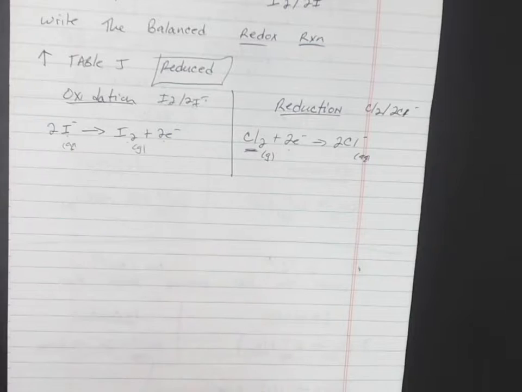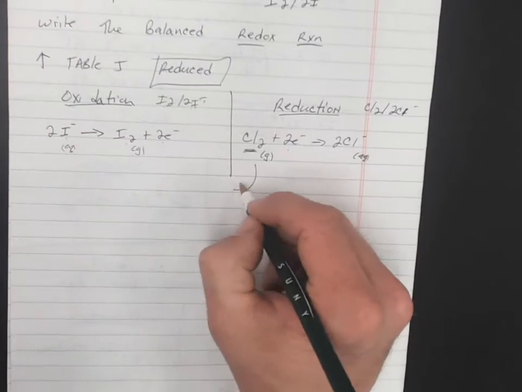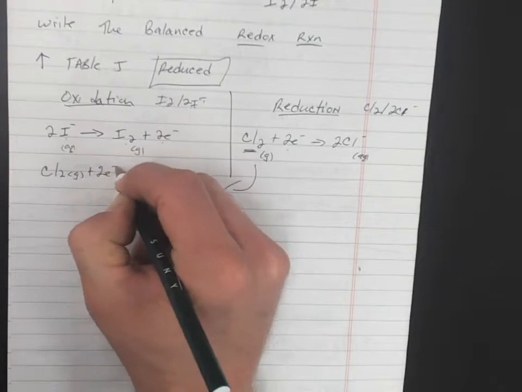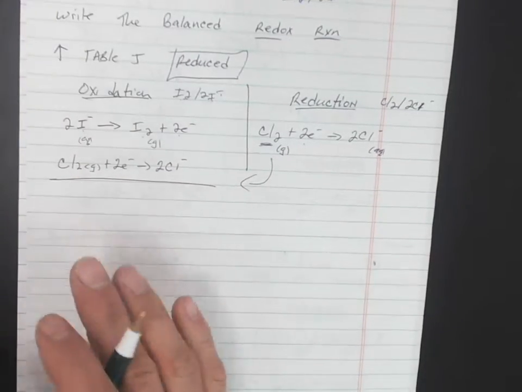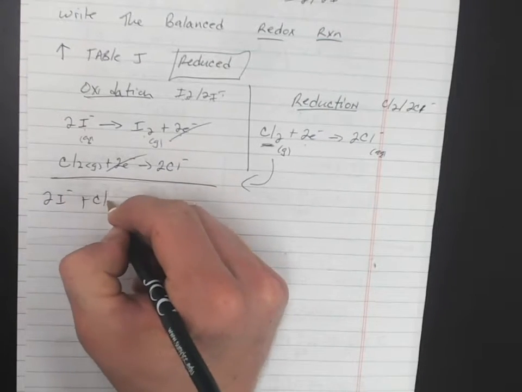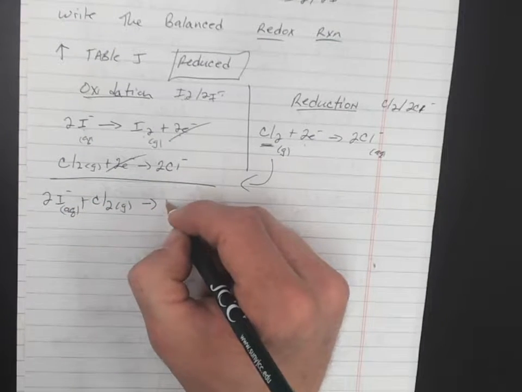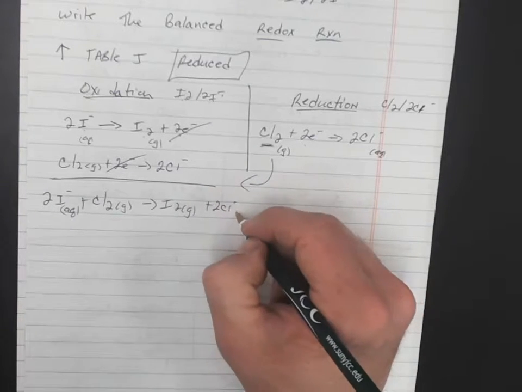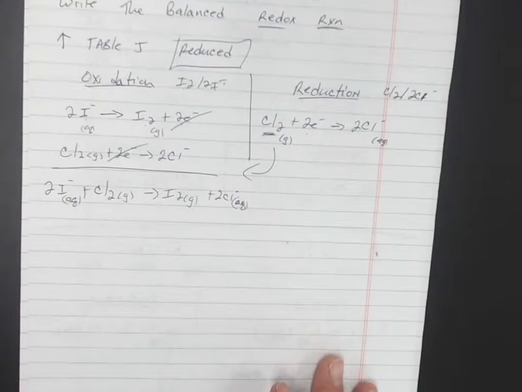Okay, I'm ready to add them together. Do I have to multiply through by anything? Nope, good to go. So I'm just going to move my Cl2 reaction underneath. So we get Cl2 gas plus 2 electrons yields 2 Cl negative. Cross out my electrons. I get 2 I negative aqueous plus Cl2 gas yields I2 gas plus 2 Cl negative. And that would be my total balanced equation.